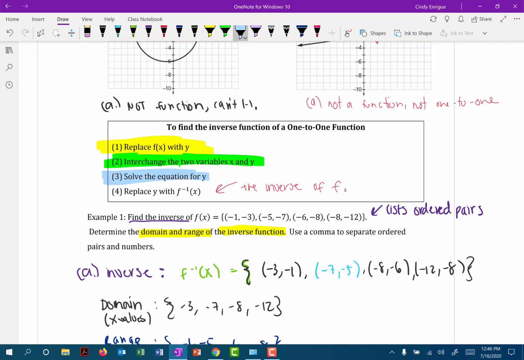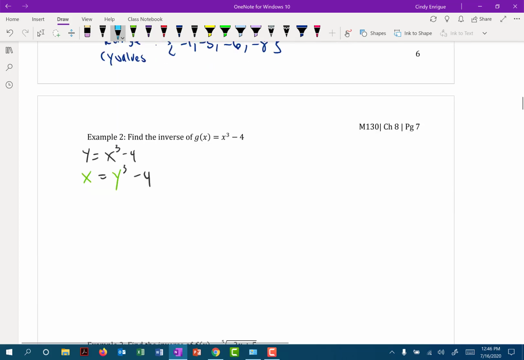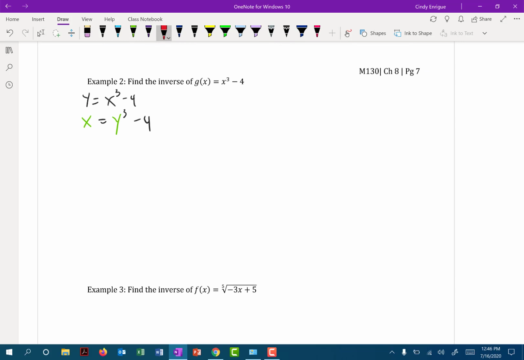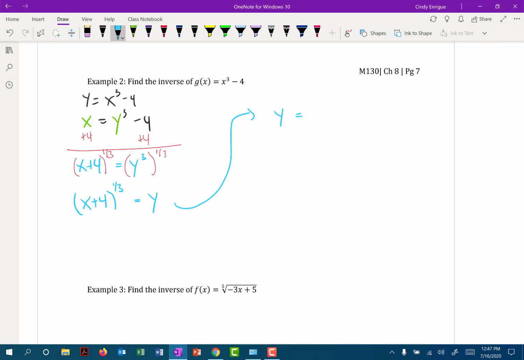Now, the third step says to solve the equation for y. So I'm going to add 4 to both sides, and I get that x plus 4 is equal to y to the third. To get rid of that third exponent, I'm going to raise it to the 1/3 power. So now I get x plus 4 to the 1/3 is equal to y. So this is the same as saying that y is equal to x plus 4 to the 1/3 power.